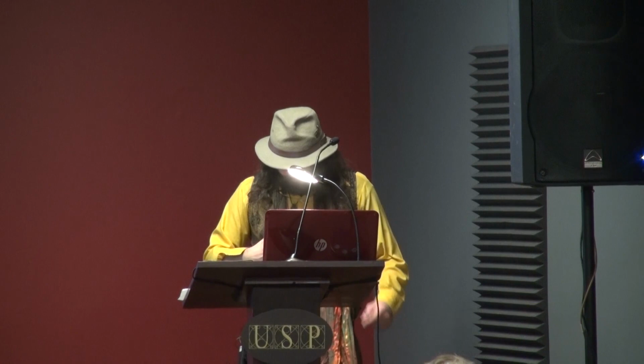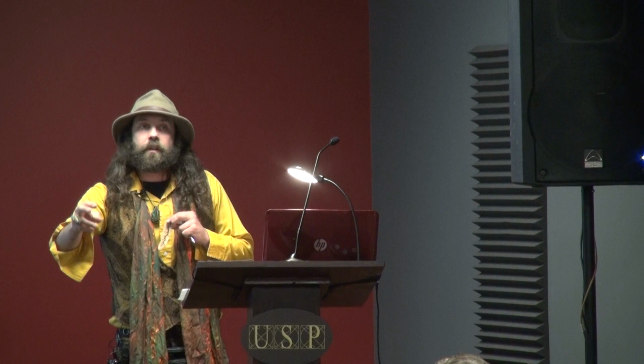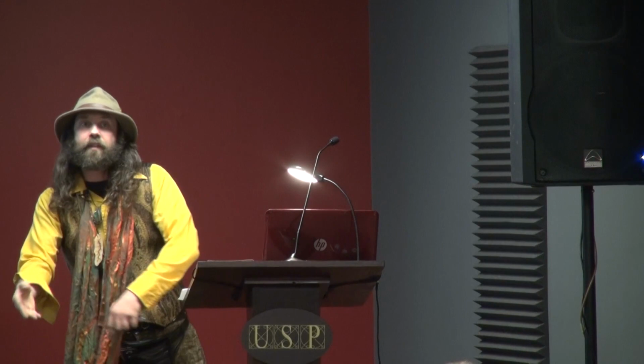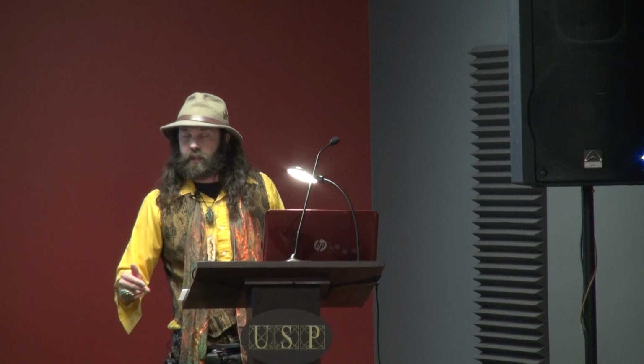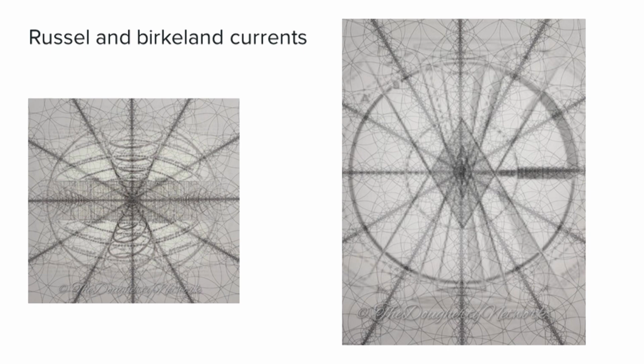Lichtenberg figures, this is the geometry of them. They're double helical. All lightning is double helical, and it has a double helical leader, and it's being pushed by this double helix. So a lot of people think that water is lightning or electricity, and there's a lot of theories going around that electricity is lightning, or electricity is water. So when you start thinking of this kind of stuff, it makes a lot of sense. Russell and Birkeland currents. Duh. The man knew what he was talking about.